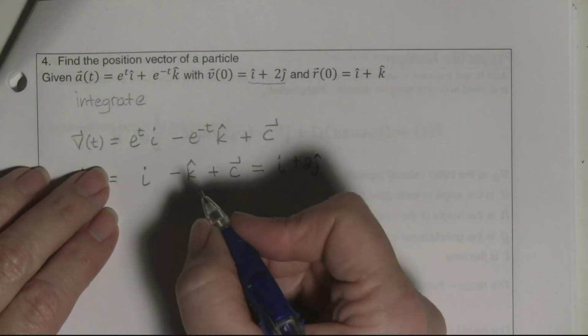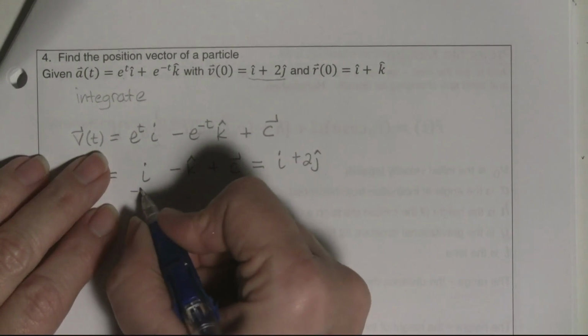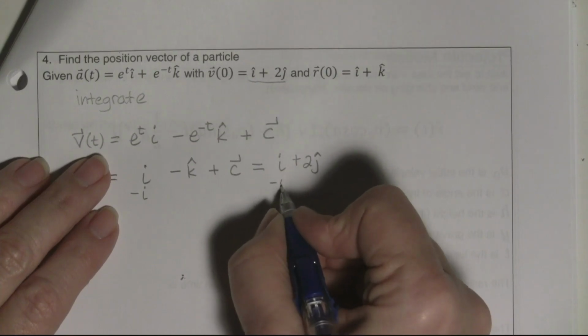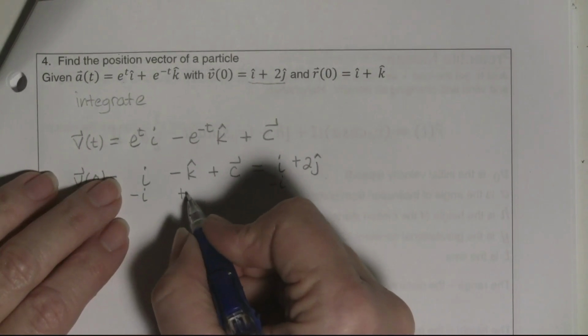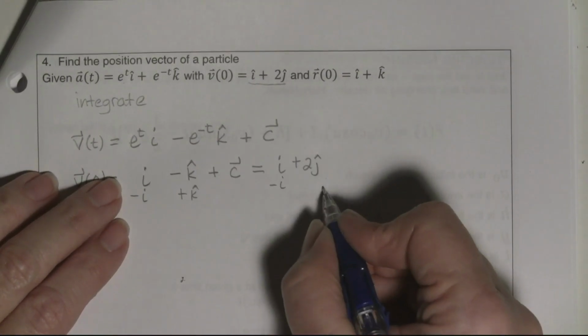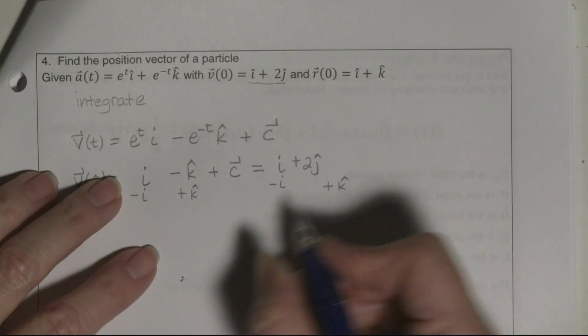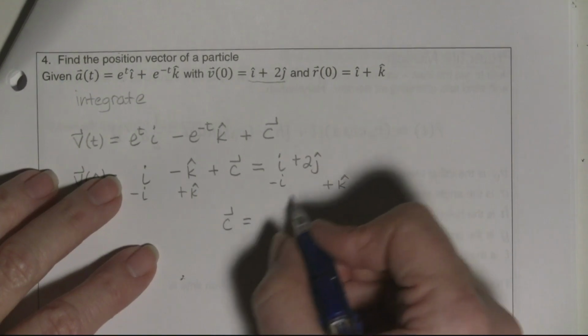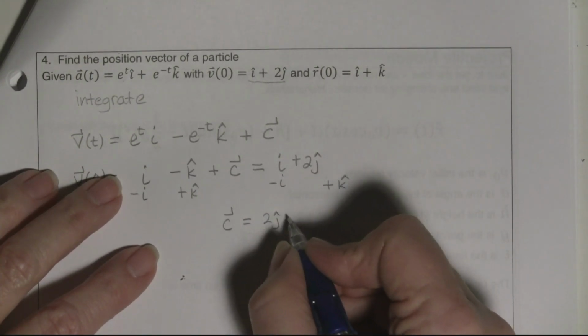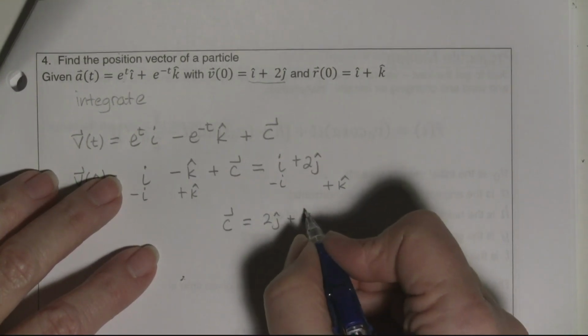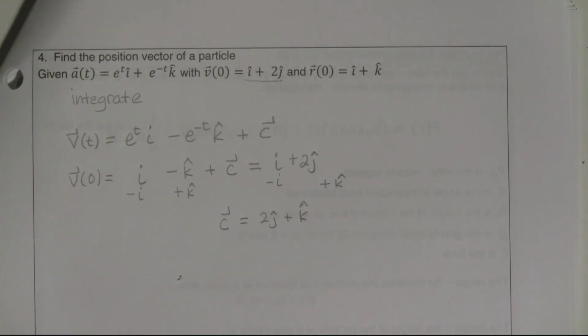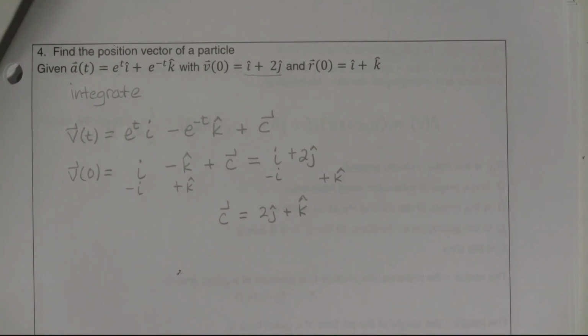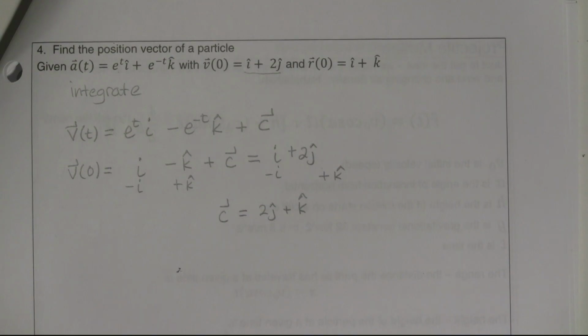You would take away i from both sides to solve for c and add k to both sides. Solve for c, so that we know that c is equal to, the i's go away, 2j plus k. So we did a lovely job on part of it. We haven't done the whole thing, but we're gonna go and do the whole thing.